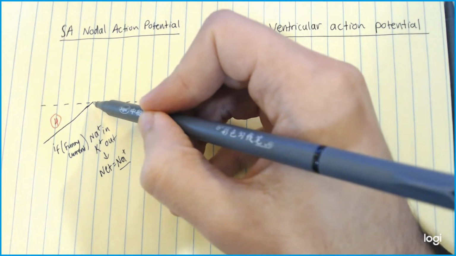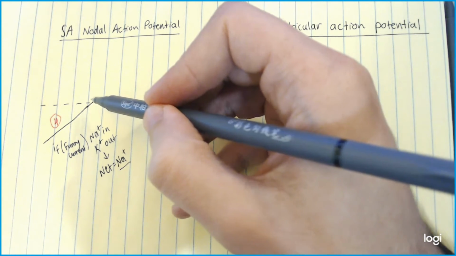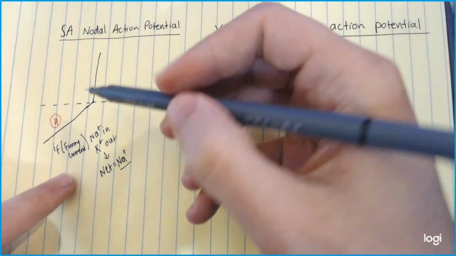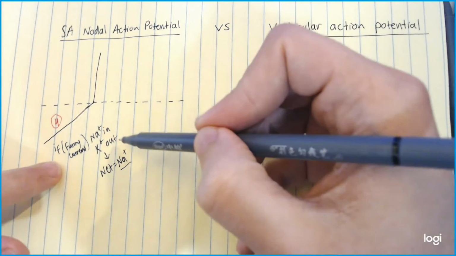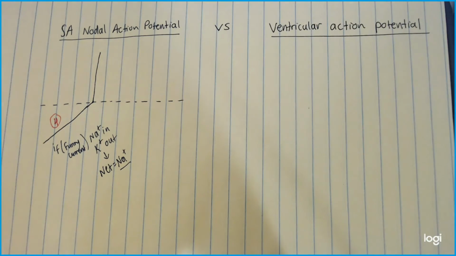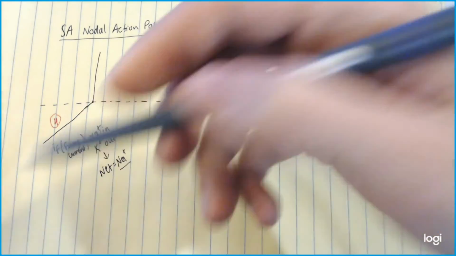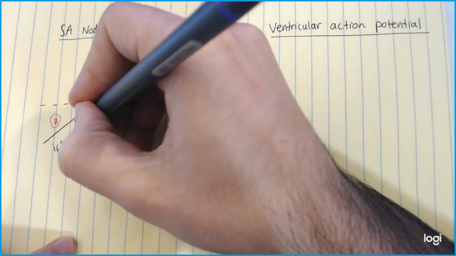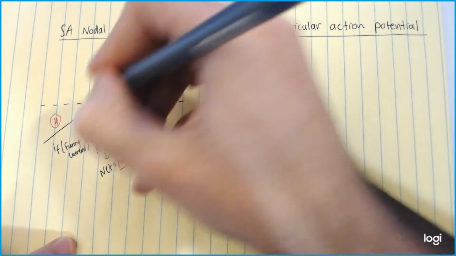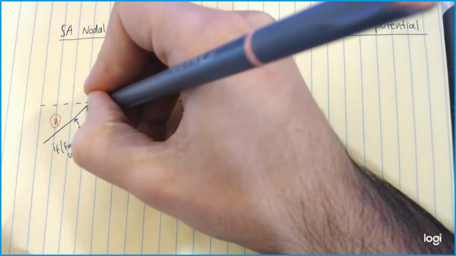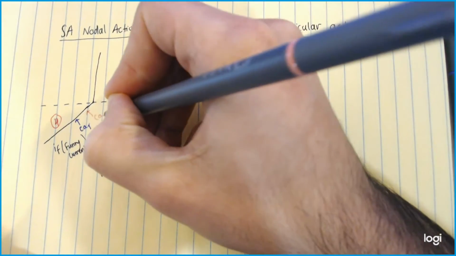Okay, and then the next part, so now we've reached threshold. So what happens immediately after you reach threshold? It spikes up, right? Spikes up like that. So how did we get there? Well, we had the funny current, but we also had two other channels that opened up. The first one opened up, let's say about here, and that's going to be the calcium channel, specifically the tiny ones. And then another calcium channel here, and that's the large ones.